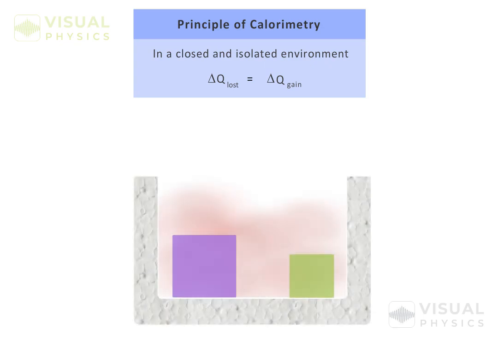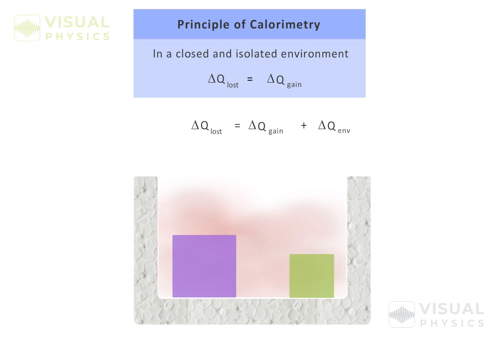If we take into account the heat transfers with the environment, even then we can say that the heat lost by the hotter body should be equal to the heat gained by the colder body plus the heat gained by the environment, and vice versa.